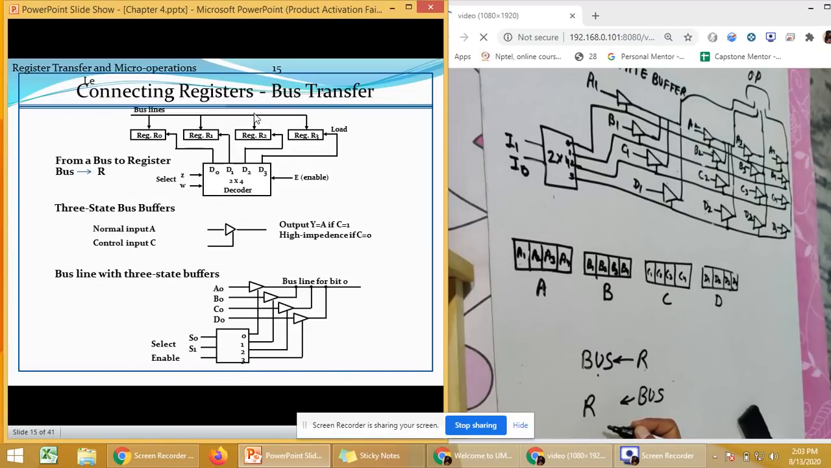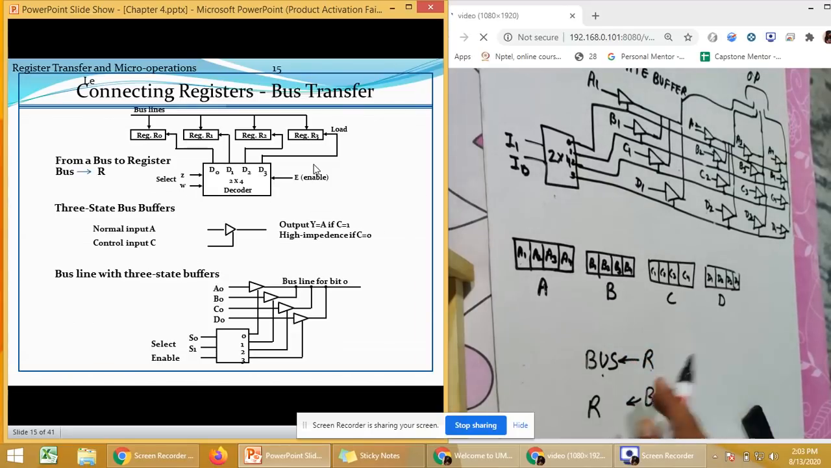Now if I want to transfer the data from register R0 to R3, what we will do is select the value 1 1 at this place. So if we select Z equal to 1 and W equal to 1, what will happen? The load line of R3 will be enabled and the data of R0 will be directly shifted to R3. So that is how we can transfer the data from one place to another when we are talking about the bus system. So this thing is going to remain the same.